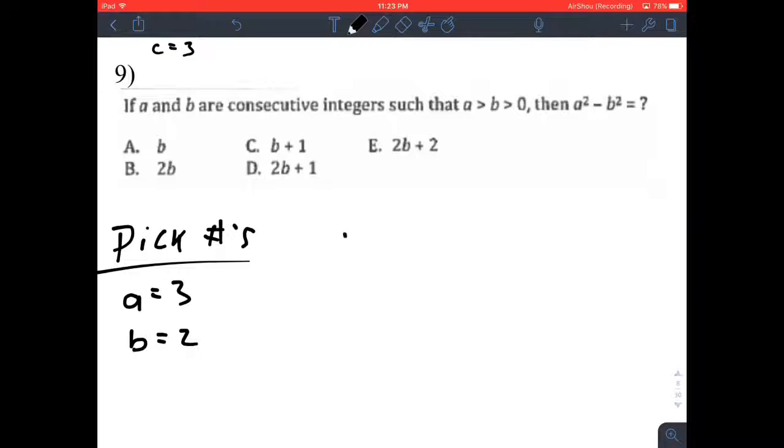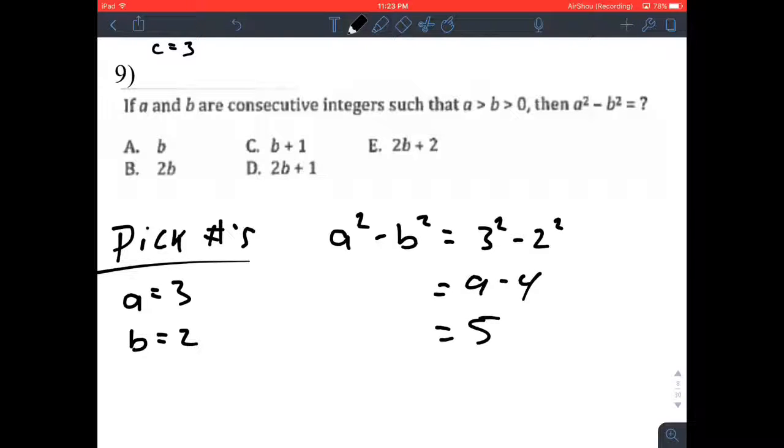So we're going to take a squared minus b squared. That's going to be 3 squared minus 2 squared. That's 9 minus 4. That gives us 5 for the answer. So which of these answers is correct? Whichever one is going to give us 5 for the answer.